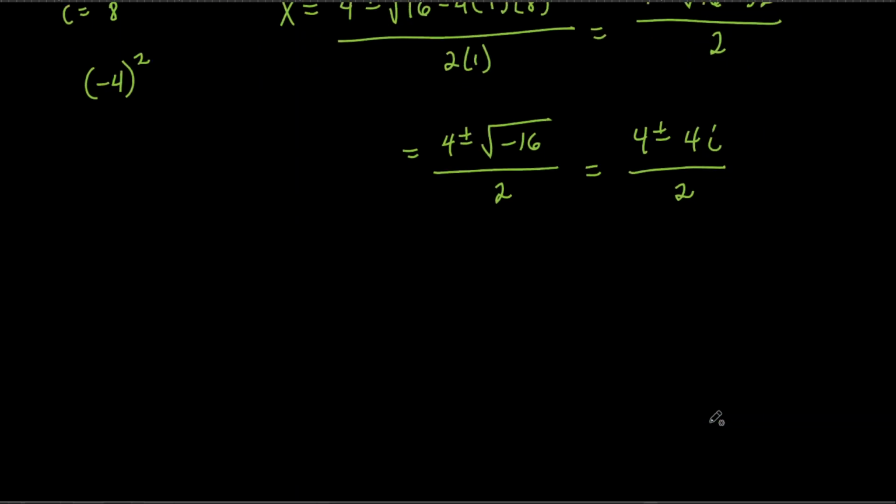Nah, because I see some stuff can cancel out, don't you? I could rewrite this as 4 over 2 plus or minus 4 over 2 i. Isn't that the same thing as this? Because this is over 2 and this is over 2, right? And then 4 divided by 2, that's easy. Plus or minus, don't forget that. And then 4 over 2, again, 2, and then the i, and that is your answer. So that's what x is equal to.